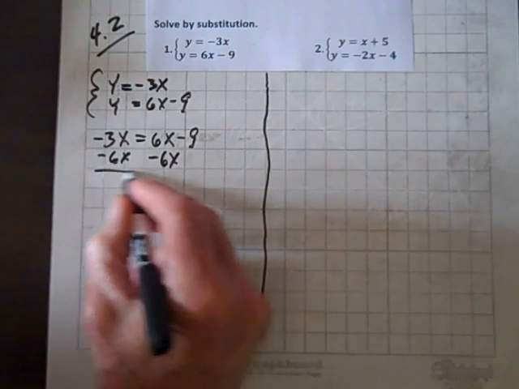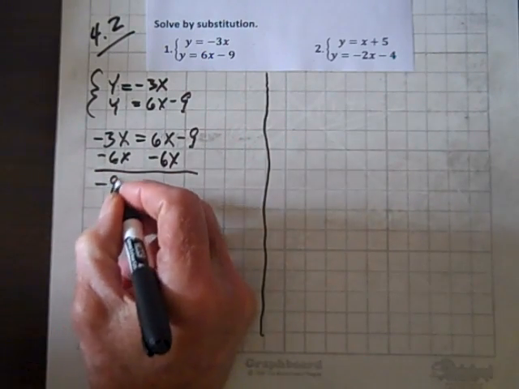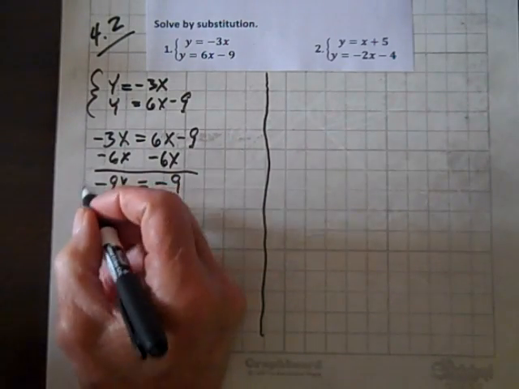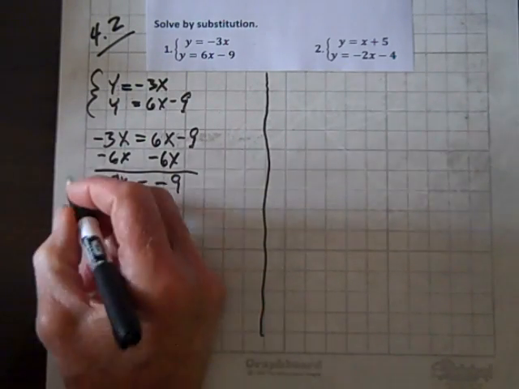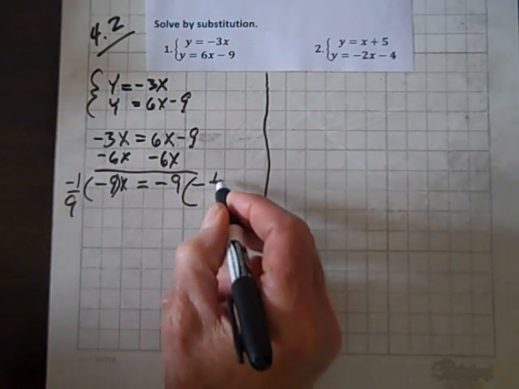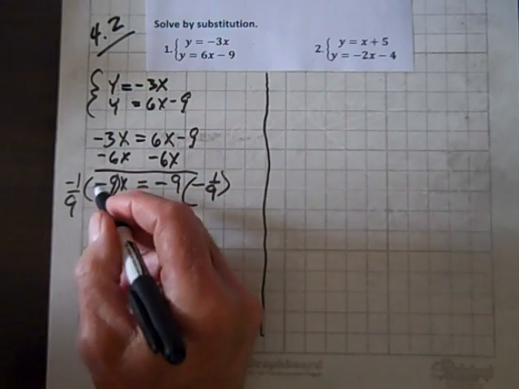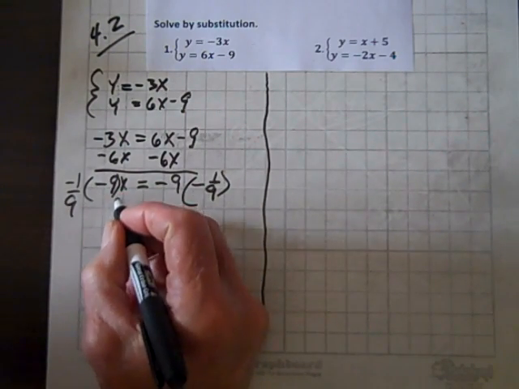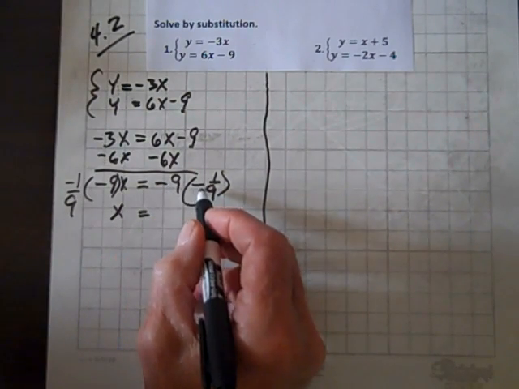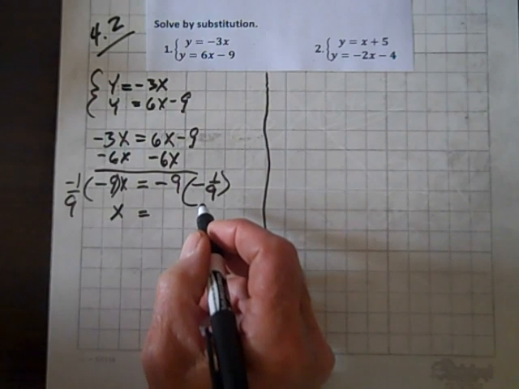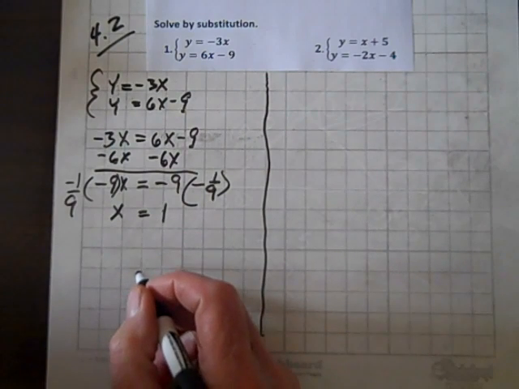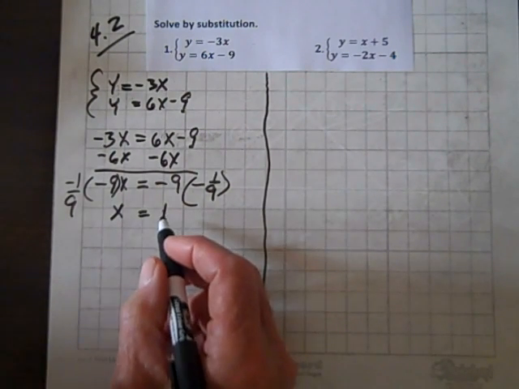And so we get minus 9x, and that equals negative 9. So we'll multiply both sides by the reciprocal of negative 9, which is negative 1/9. Negative 1/9. And the product of reciprocals is 1, and 1 times x is x. And here we have the product of an even number of negatives and reciprocals, so we get 1. Now we have a value for x.